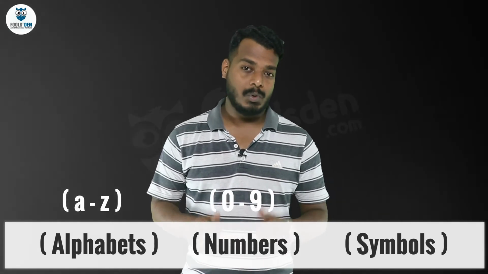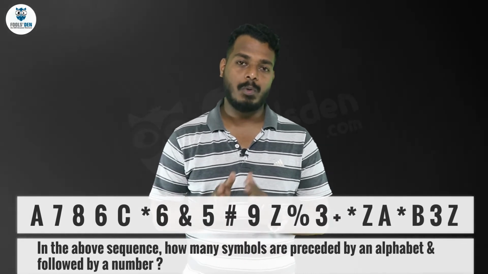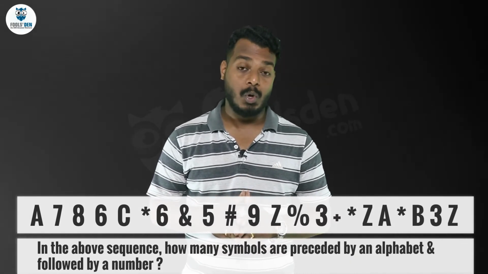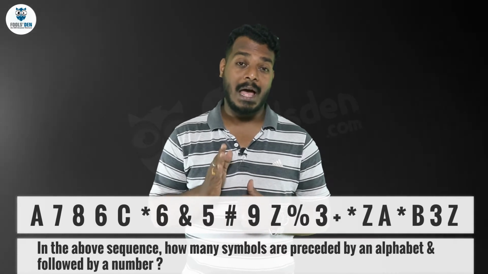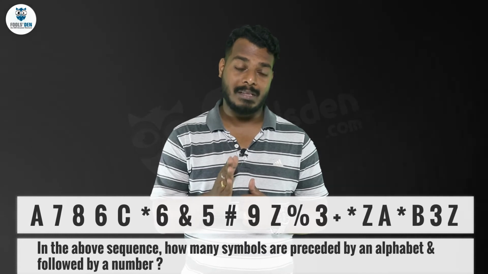Now let's take these questions to alphanumeric sequences where you will have sequences of alphabets, numbers and symbols. Alphabets are A to Z, numbers 0 to 9, and everything else is a symbol. So just have a look at this question. The question reads, how many symbols are there in the sequence which are preceded by an alphabet and followed by a number? So basically you have to look for this sequence, an alphabet, then a symbol and then a number.